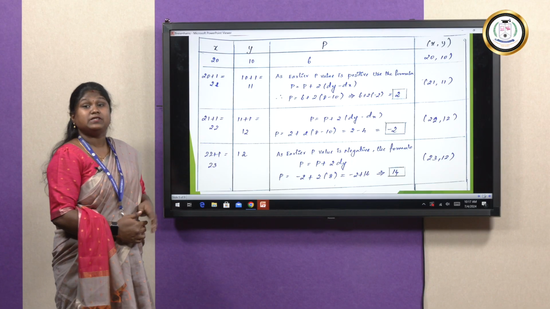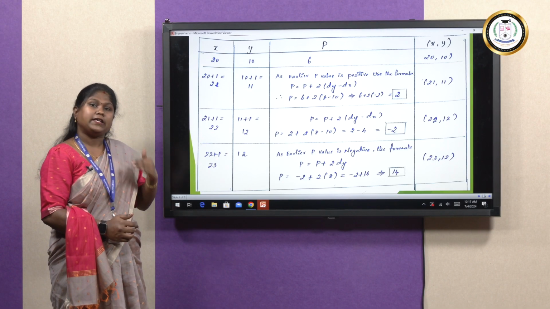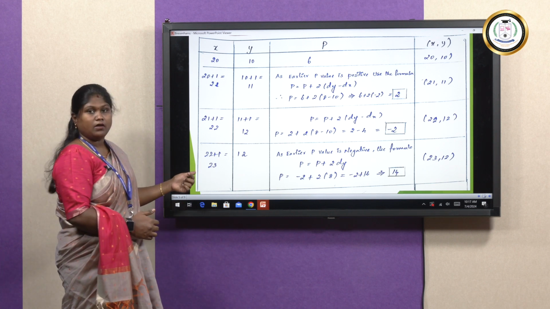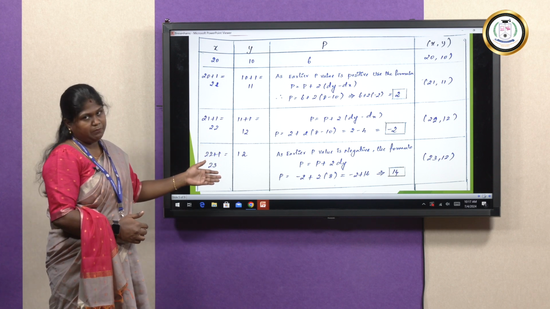Now the p-value is negative. If the p-value is negative, as per our algorithm, x value will be added with 1 and y value will be the same. So here it is given. So x value will be added with 1 to the earlier x value, and this is the p-value.